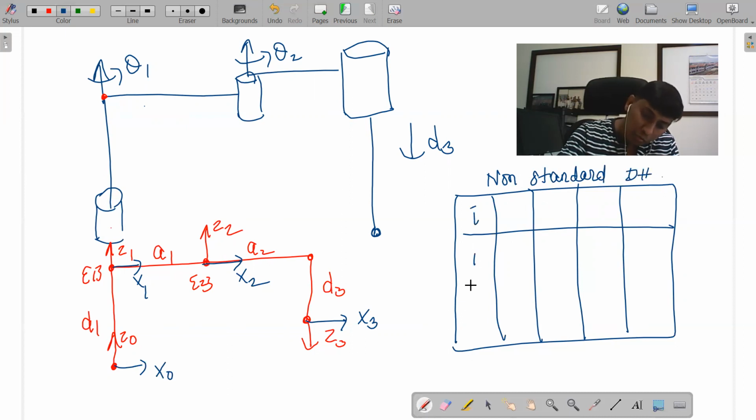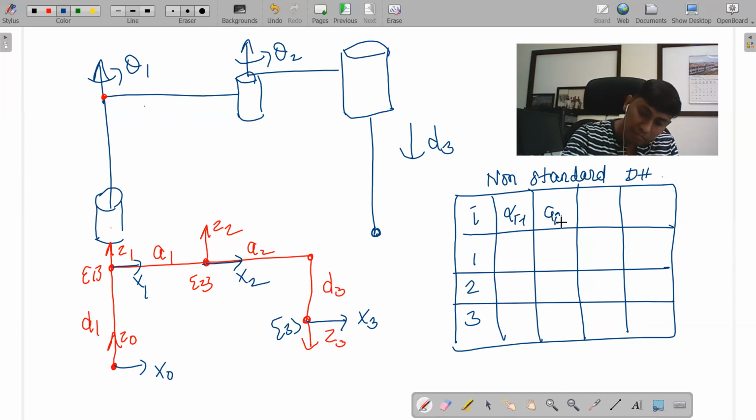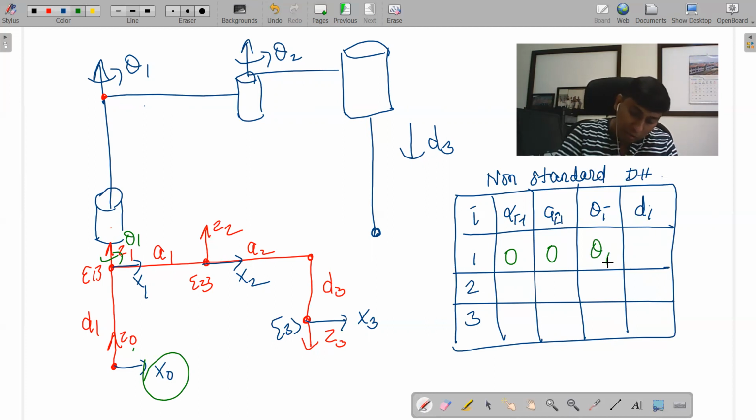So 1, 2, 3. Again, I'm taking up to the third frame. So here alpha i minus 1, a i minus 1, then theta i and d i. I change them based on how we go. What would be alpha i minus 1? Look at Z1 and Z0. Is there any orientation or any angle represented along or about X0? No, because these two are parallel. Is there any distance along it? No. What is the angle? Yes, there is theta 1, which is about Z1. And along Z1 from frame 0 to 1, there is a distance, that is D1.